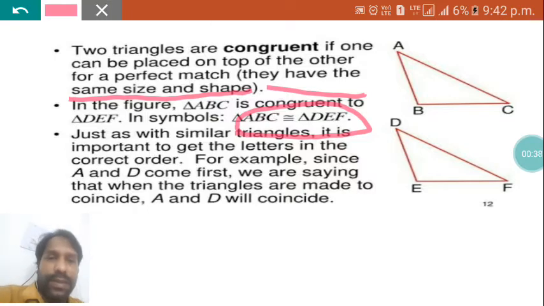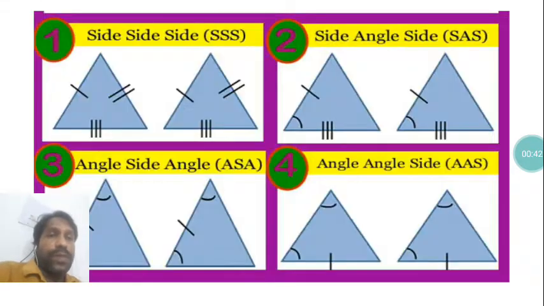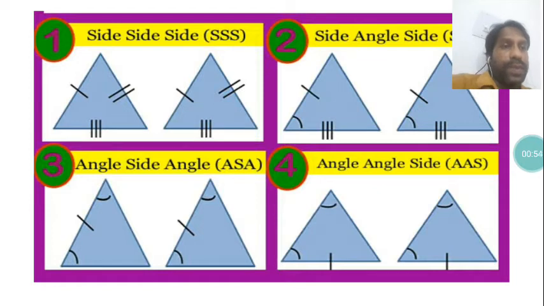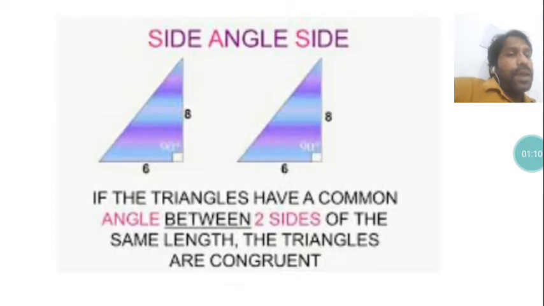These things we have already discussed in the classroom. Many rules also we have discussed. What are those rules? These are those rules: side side side, side angle side, angle side angle, angle angle side. We have solved many problems in online classes. Some problems which we could not solve, or which may be a problem for you, that type of questions we have tried to solve here. So today we'll discuss.